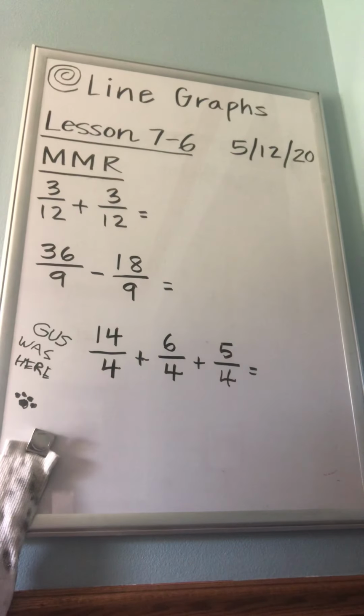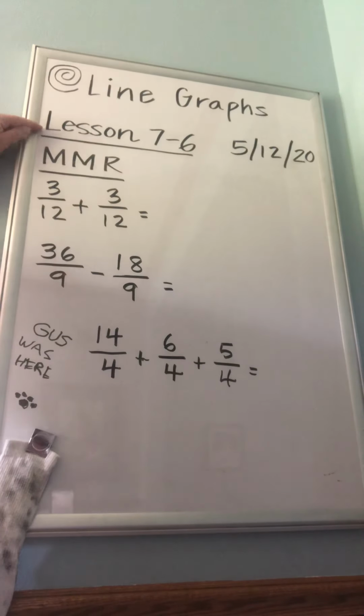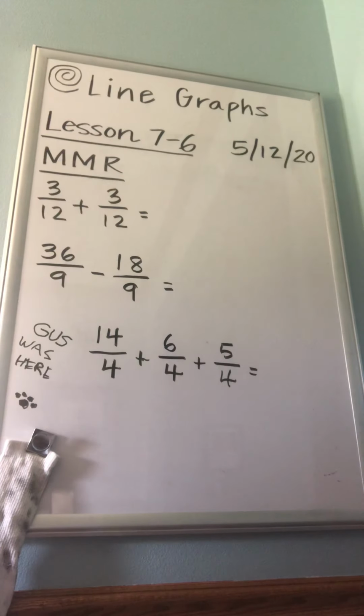What we're going to work on today, our target learning, is going to be line graphs. But before we get started with line graphs, we're going to work on our mental math and reflexes. So if you could please put your mental math and reflexes in your spiral. Today's lesson is 7-6. The date is 5/12/20. And the MMR is mental math and reflexes.